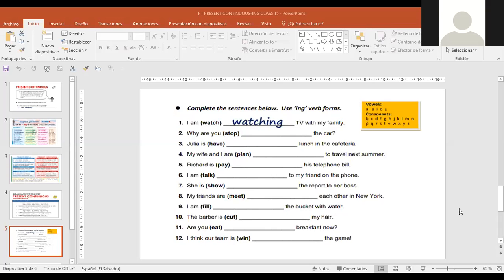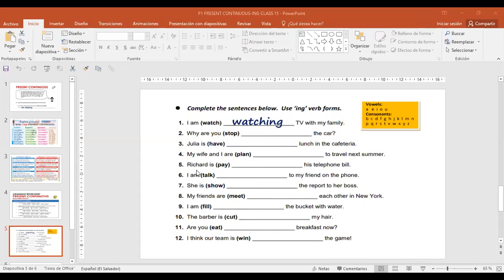Okay. My, bueno, en mi caso sería my. No, léala tal cual está la oración. My wife and I are. En este caso, le agregamos una N y ING. Entonces sería planning. Okay. To travel next summer. Oh, excellent. My wife and I are planning to travel next summer. Excellent. And you duplicate the N, okay? And it says planning. Thank you, Krishna.